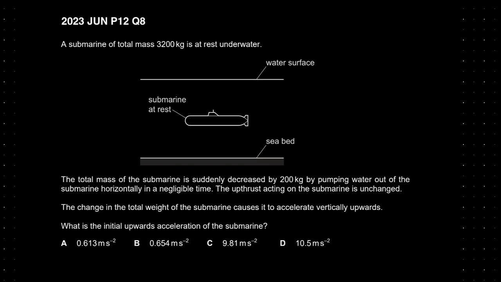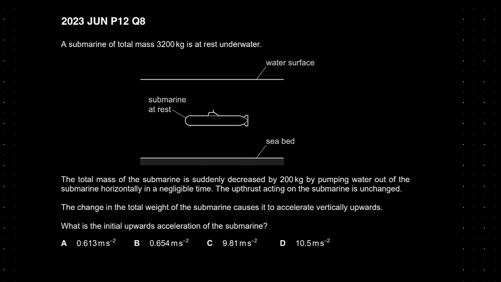Question number 8. A submarine of total mass 3200 kg is at rest underwater. Total mass of the submarine is suddenly decreased by 200 kg by pumping water out of the submarine horizontally in a negligible time. Right? So this is pumped out in almost no time. Upthrust acting on the submarine is unchanged. Change in the total weight of the submarine causes it to accelerate vertically upwards. What is the initial upwards acceleration of the submarine?